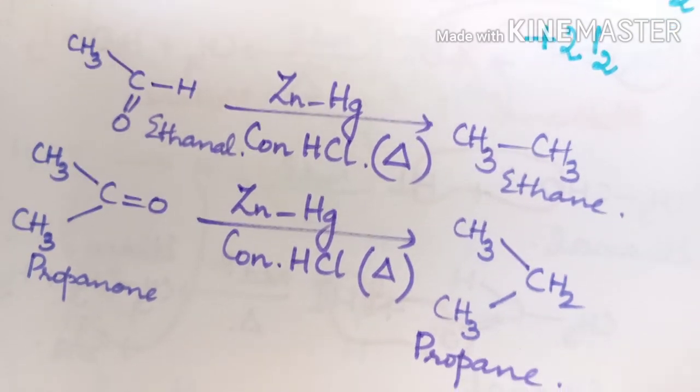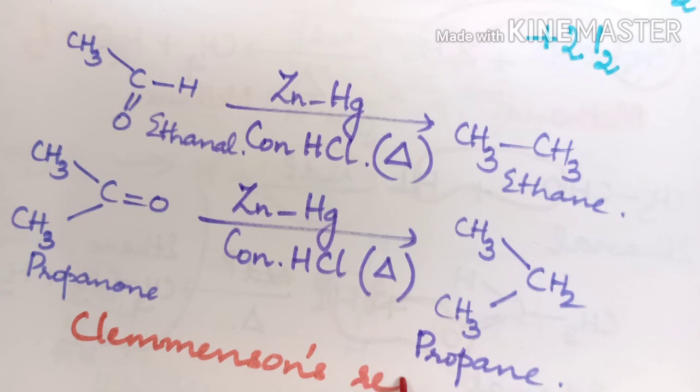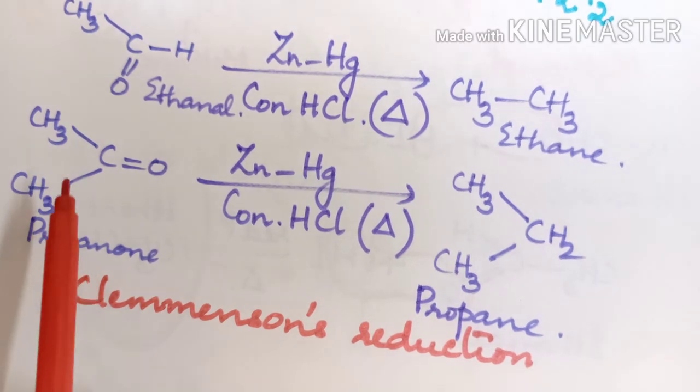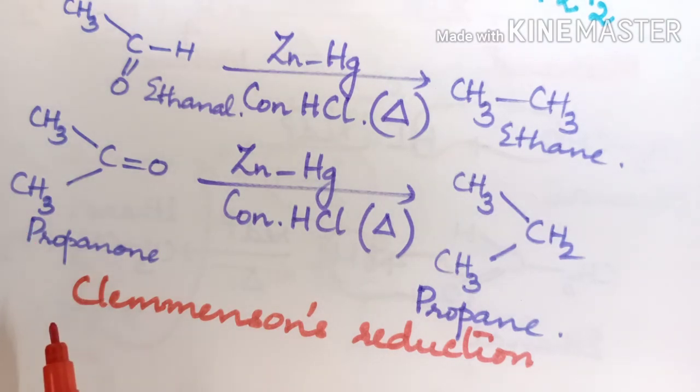So what is Clemmensen's reduction? It is a method of reducing an aldehyde or a ketone with amalgamated zinc in the presence of concentrated HCl, which results in the formation of alkanes. This process we call Clemmensen's reduction. So this video gives you different methods of preparing alkanes. Hope it is clear. Thank you.